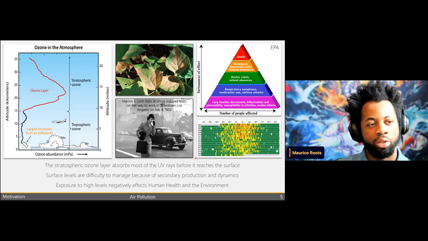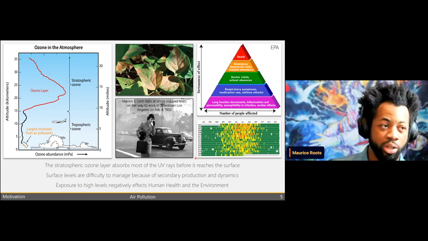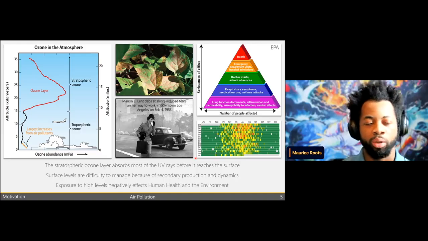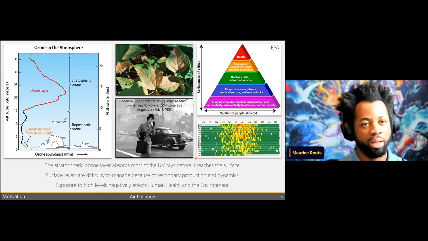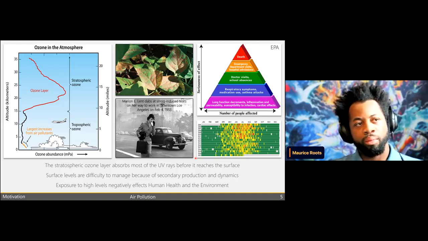LA is also one of the regions with a complex air quality situation: a large port, a lot of people living there, that whole conceptual model I just highlighted a second ago. So I hope that orients you to ozone and its importance.